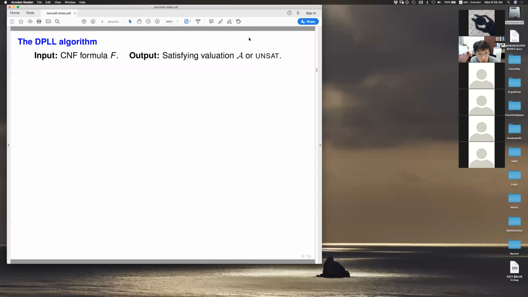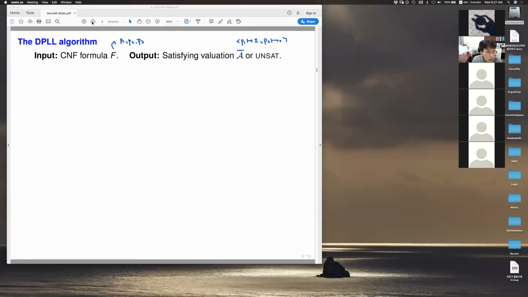One thing I want to tell you is that this valuation A, although my formula F contains propositional variables P1, P2, and P3, maybe this valuation may just assign a binding for only P1 and then P2, and doesn't say anything about P3. But in that case, what this means is that whatever value you put for P3, as long as P1 is bound to 1 and P2 is bound to 0, that's going to satisfy the formula F. So however you extend A, they will all lead to a satisfying assignment of F. That's what's being returned by the algorithm.